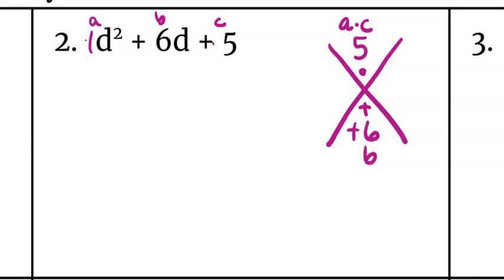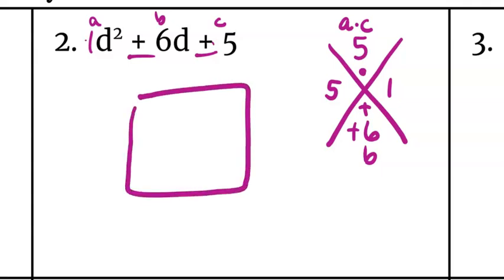So I want to think to myself, what are the numbers that multiply to be 5 and add to be 6? Well, 5 is prime, so it only has one option, and that would be 5 and 1. Since my 5 is positive and my 6 is positive, both of those need to be positive. You can make a box for this one. These are the ones that I won't require a box for because you don't technically need it.